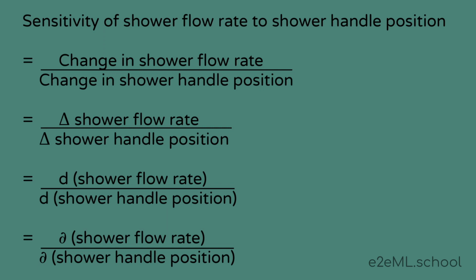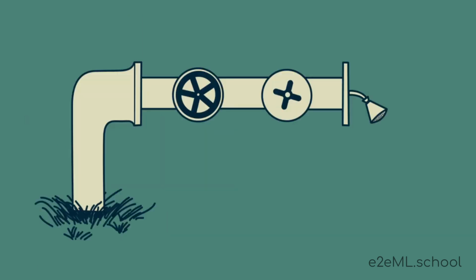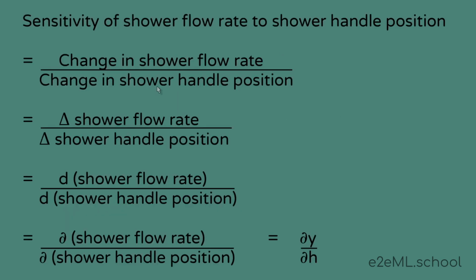To make our conversation even a little more concise, we can give things shorter names. We'll call the shower flow rate Y, the shower handle position H. We can call the flow rate in the house X, the pressure in the water main W, and the position of the main valve M. Now we can use these short names to call the sensitivity of the shower flow rate to the shower handle position dY/dH.